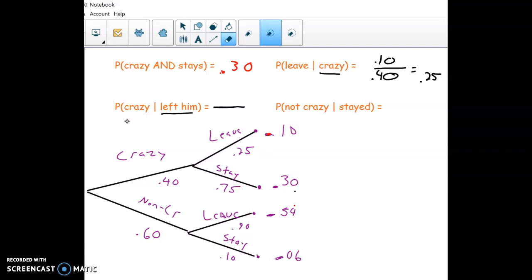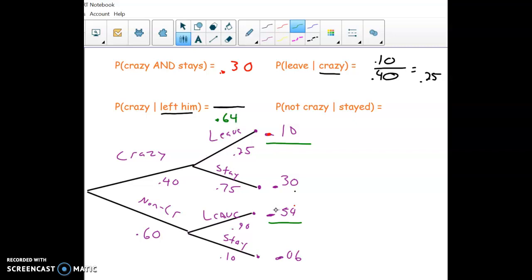So the probability they're crazy given that they left me. So let's highlight our left ones. So see if we can figure out which two dots represent where they left me. Okay, and that's these two spots, right? Those are both the leave spots. So that's 64%.